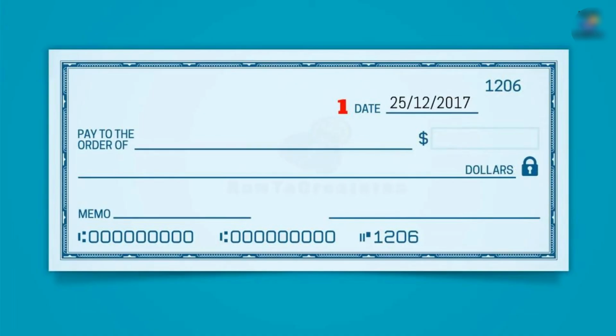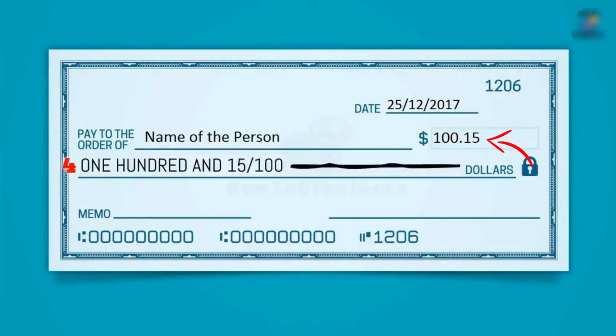The second step is filling in the payee. On the line that says pay to the order of, write the full name of the person or organization you are sending money to. If you are transferring money to your own account at another bank, then you should write your own full name exactly as it appears on your bank documents. Writing the correct name is very important because even a small mistake can cause the check to be rejected or delayed.